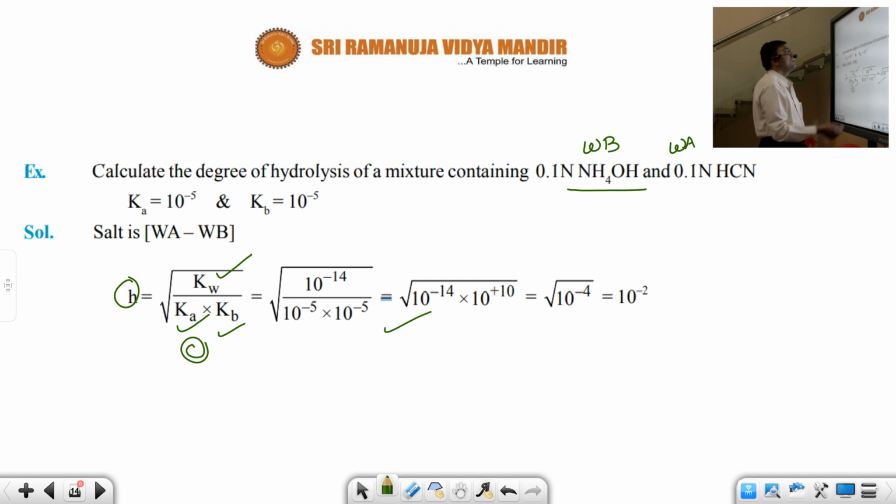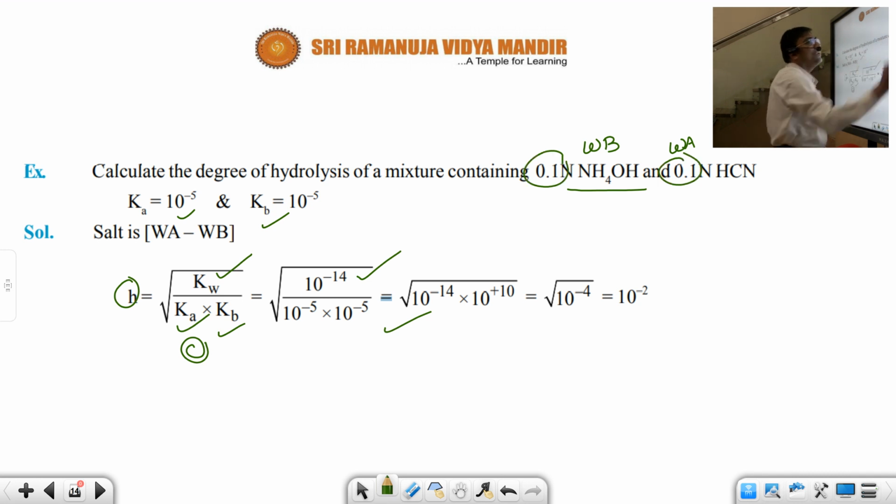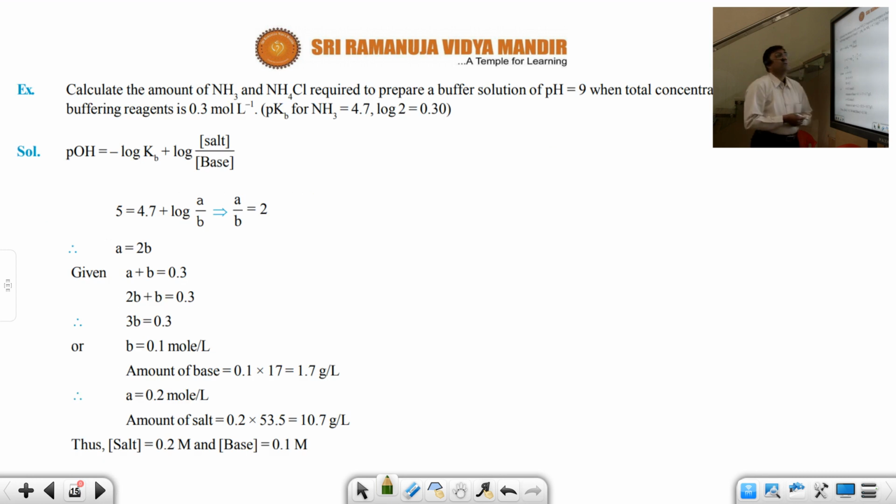So substitute the values. Ka value is given, Kb value is given. Substitute it, and also 10 power minus 14. But this 0.1 molar is just to sidetrack you. It has no utility in applying in this formula. Well, very well. Now let us see an interesting question in buffers.